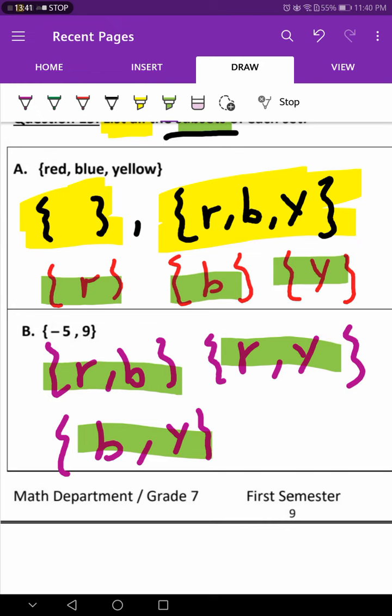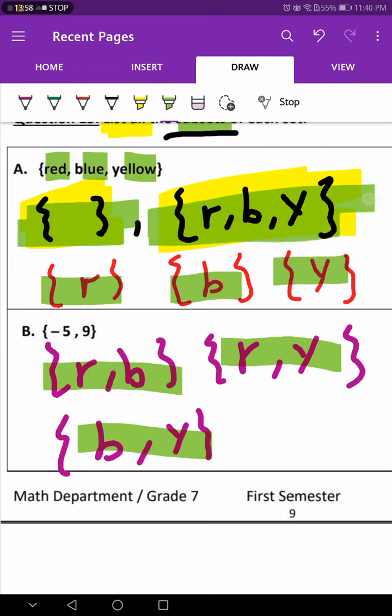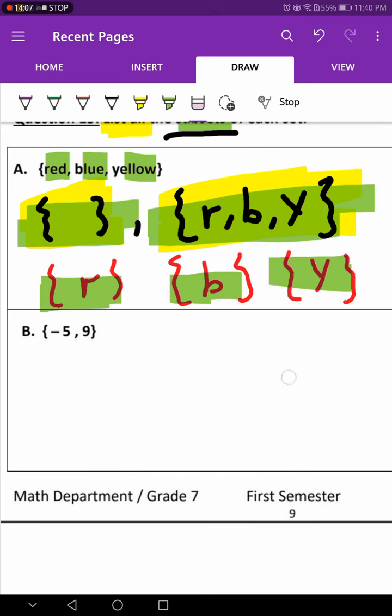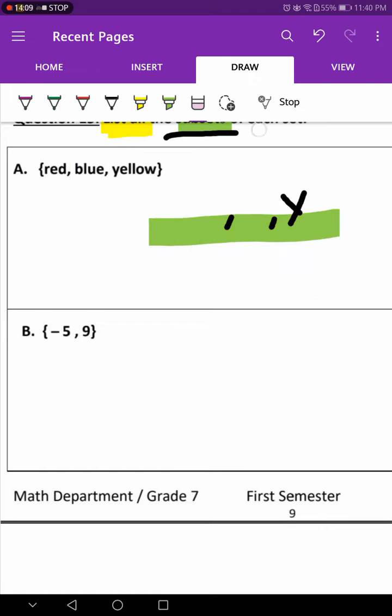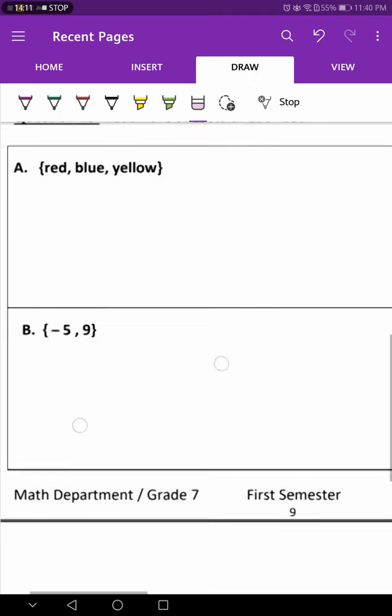You can use this technique to list all the subsets for a set that contains 3 elements. You see, I start with the empty set, then the full set, then I take one by one, then I take 2 by 2. Okay, my dear students, I hope you get my idea, my beautiful boys. Okay, now B.